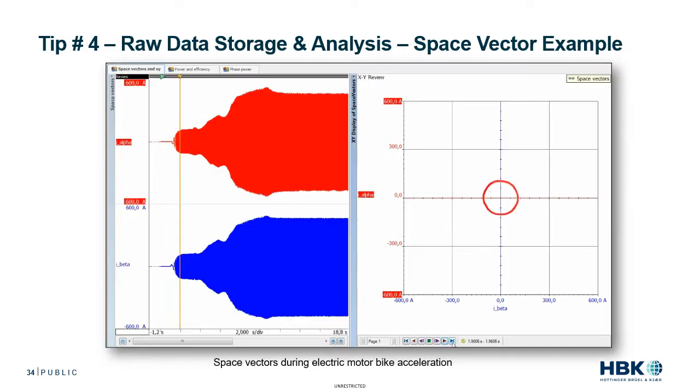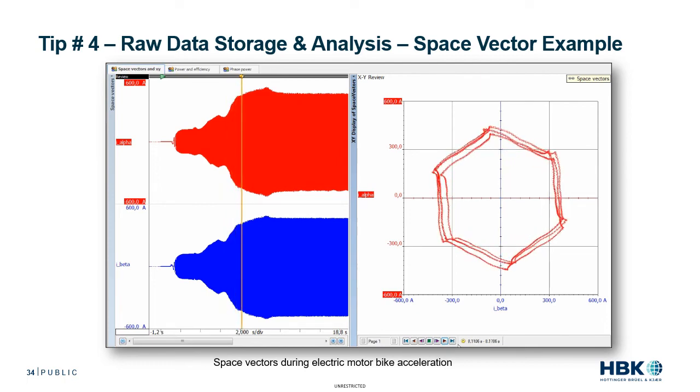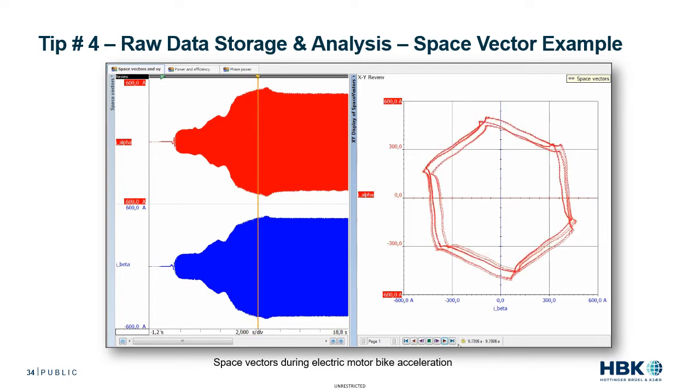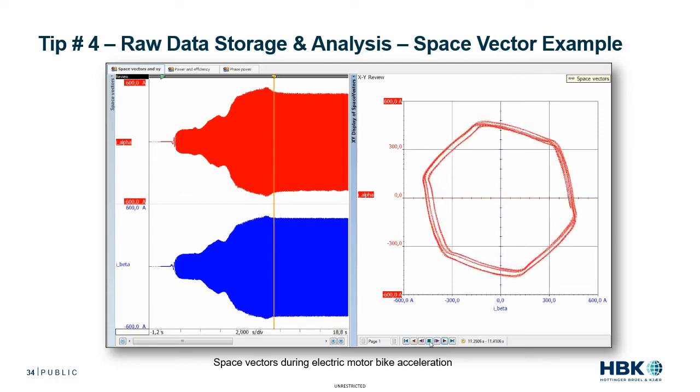By applying the space vector transformation, it's a bit easier to understand what's going on in the machine. Here we're displaying the 2 entities, I alpha and I beta signals, as an XY plot. This shows any unbalance and the control behavior, in this case during an electric motor bike acceleration. This can be displayed live, or you can play back the analysis like I'm doing here after the test, since all the data was recorded.